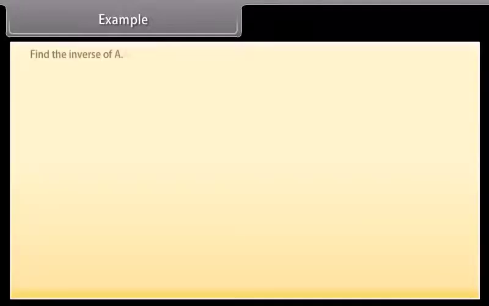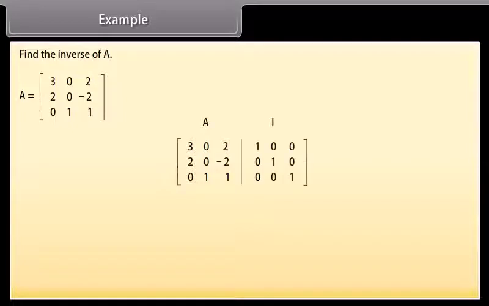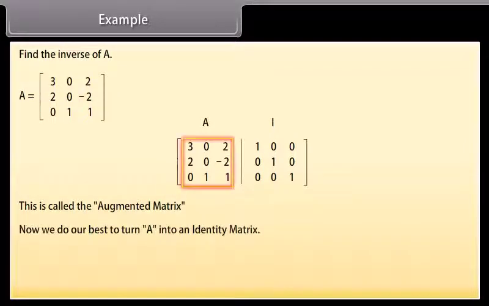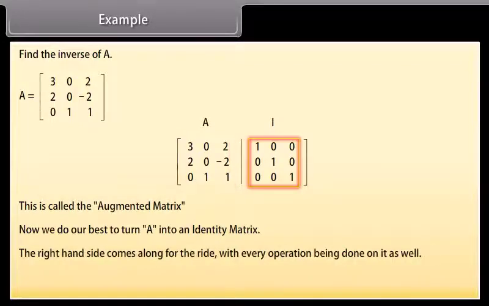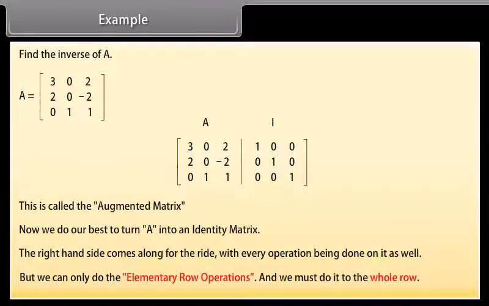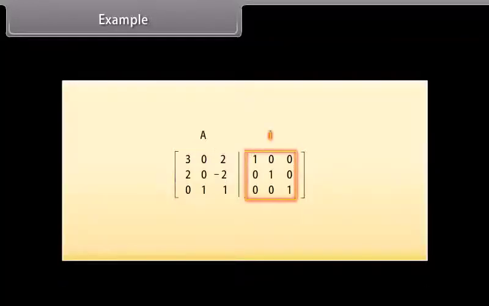Example. Find the inverse of A. We start with the matrix A and write it down with an identity matrix I next to it. This is called the augmented matrix. Now we do our best to turn A, the matrix on the left, into an identity matrix, and the right-hand side comes along with it, with every operation being done on it as well. But we can only do the elementary row operations, and we must do it to the whole row. Start with A next to I.